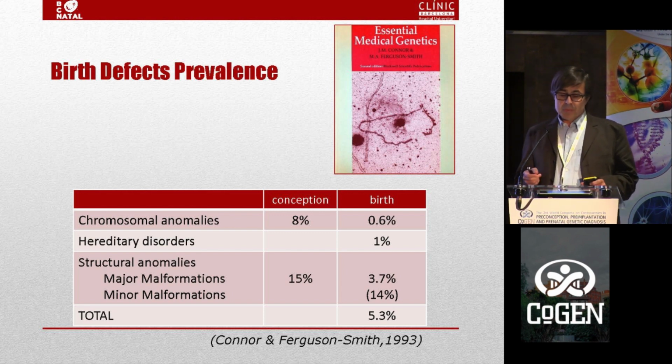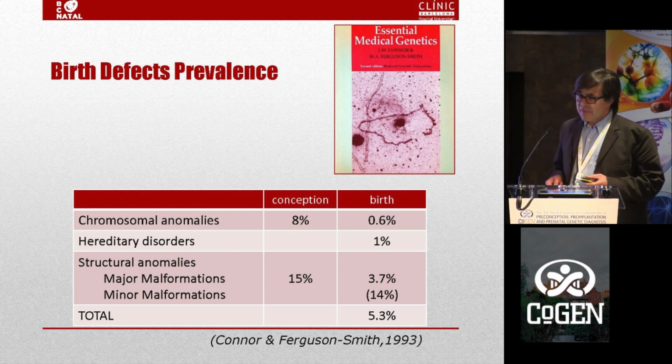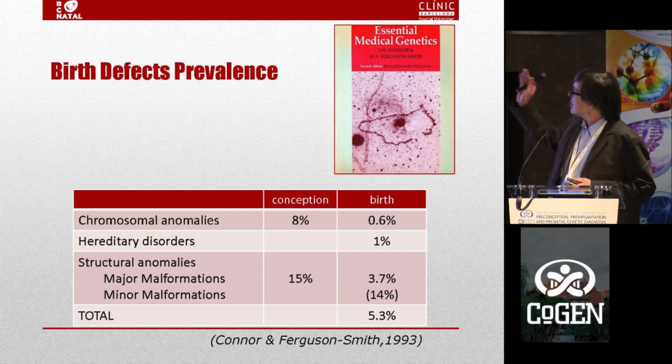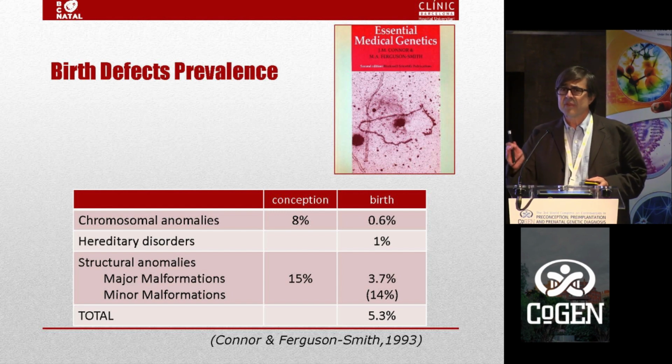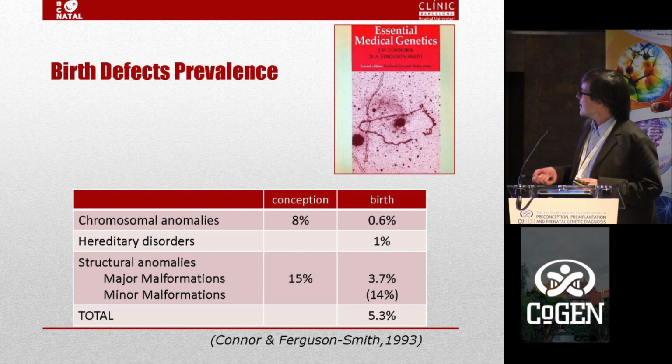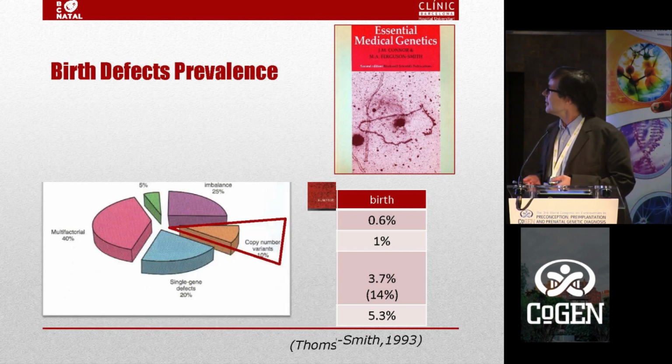When I started to do prenatal diagnosis, almost the first day, a clinical geneticist said, look, this is the essential medical genetics. Take this book and you have to learn by heart everything in that book. In this book, they classified the birth defects, not very basic, but a fantastic book. The birth defects were classified in chromosomal anomalies, almost 1%, monogenic disorders, 1%, and structural anomalies, 3.7%.